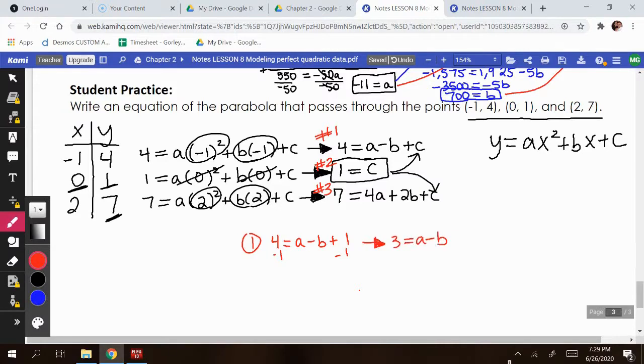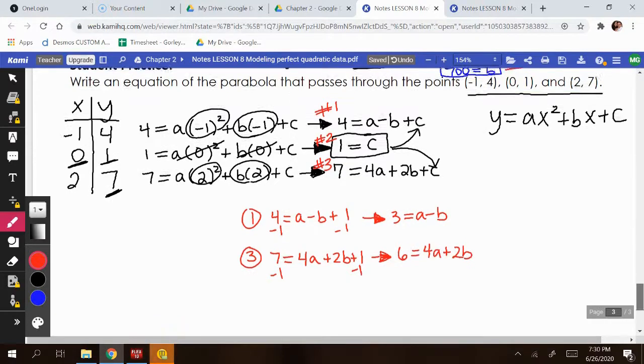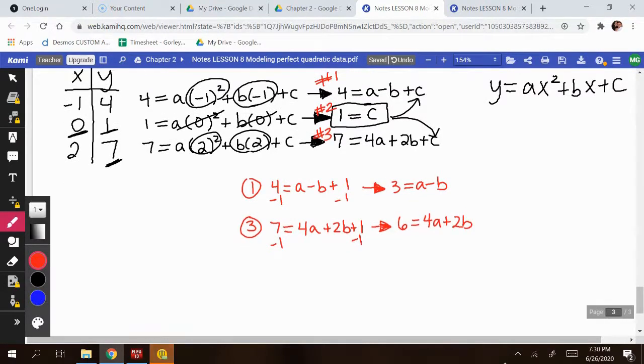See how I'm already down to a 2-variable equation? That's cool. Okay, and in equation 3, I'm going to do the same thing where I'm going to replace c with 1. So I'll have 7 equals 4a plus 2b plus 1. Again, I don't want my constants to be on different sides of the equal sign, so I'll subtract 1 from both sides. And I get 6 equals 4a plus 2b. Again, I'm already down to a 2-variable equation, which is pretty cool.